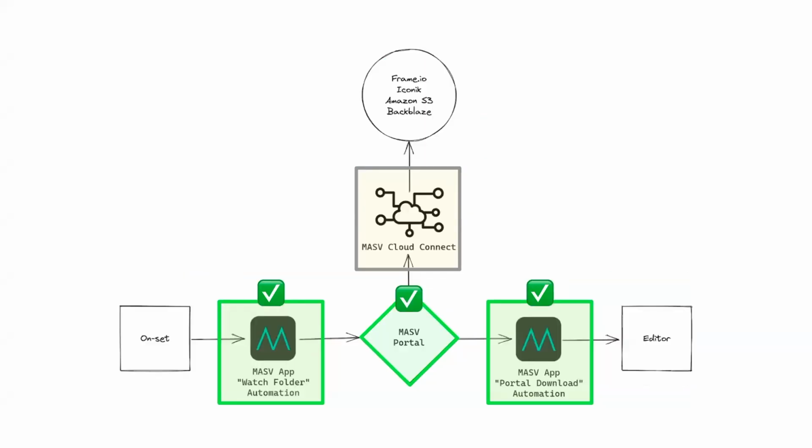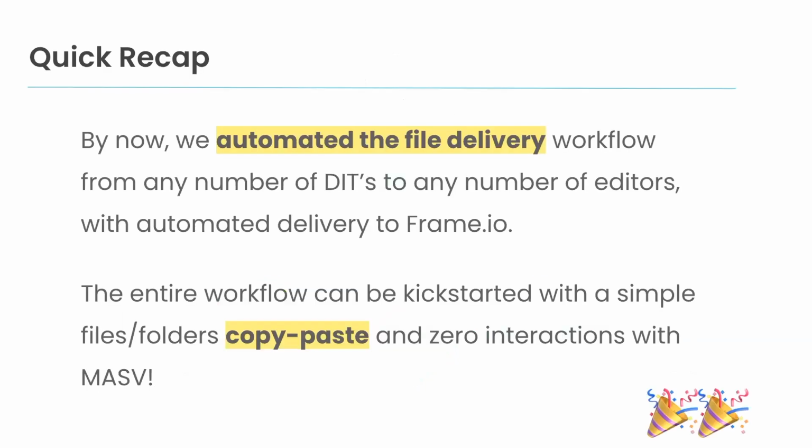All right, one last look at our solution design, and that's it. We completed the last step to connect our portal and automate delivery to Frame.io. Same as before, if you want to deliver the files to multiple destinations or services, simply repeat the steps by adding multiple cloud connections to your account, and connecting them to your portal. And we're done. So let's quickly recap what we have built today.